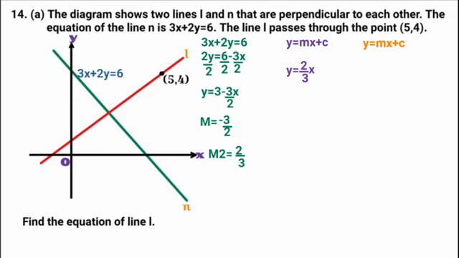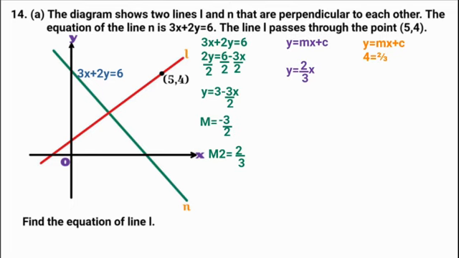So we are given the coordinate where the line is passing, and you can see also in the statement it's given there. So we're going to use those. What is the value of y? It's 4. So we're going to write 4 is equal to the gradient we found, 2 over 3, x. What's the value of x?